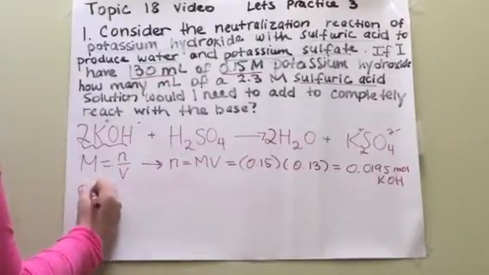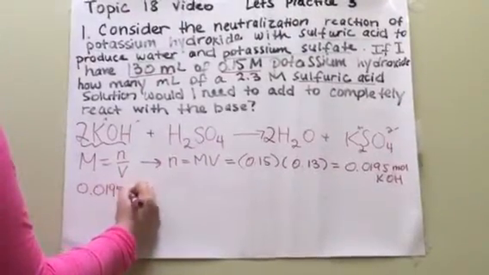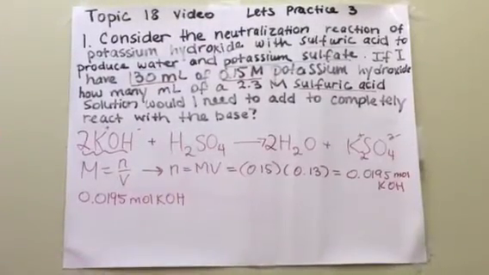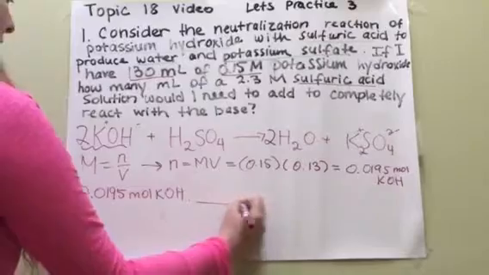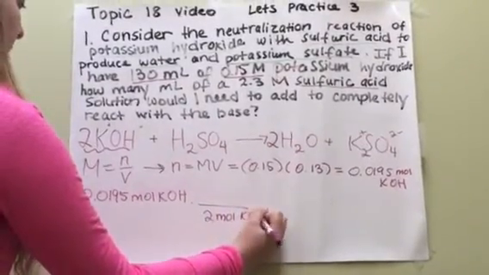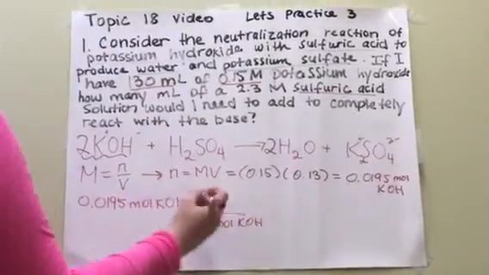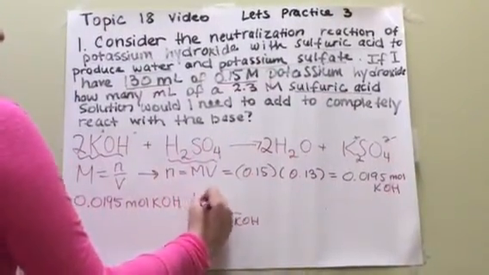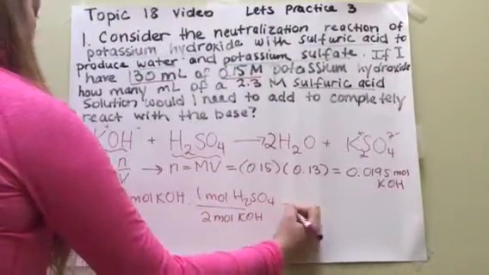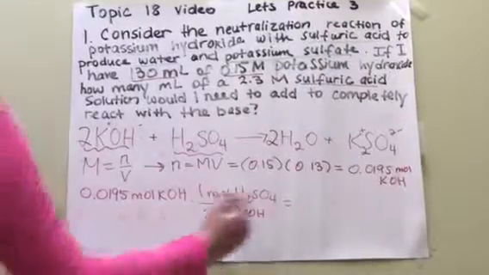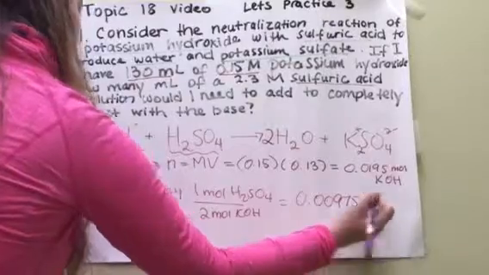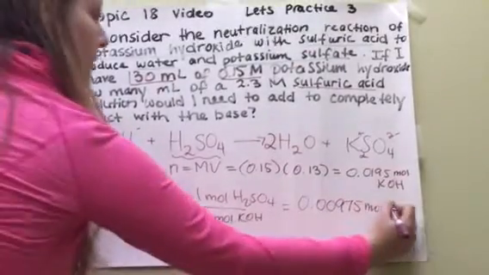Now that we know the number of moles of potassium hydroxide, we can use our balanced chemical equation to find out the number of moles of sulfuric acid. So for every 2 moles of potassium hydroxide, we have 1 mole of sulfuric acid. This gives us this many moles of sulfuric acid.